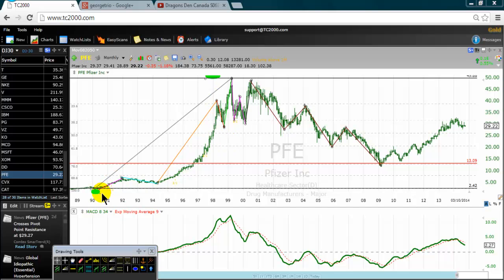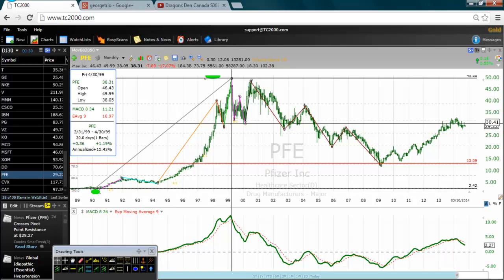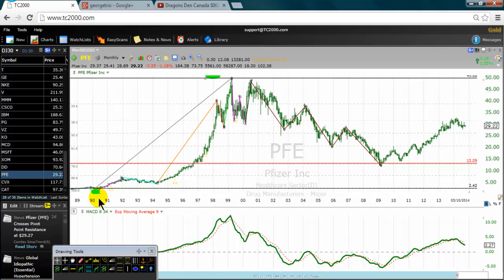a scenario where we have a 5 Elliott wave. The first wave is the pink line here. So from 1990 up to 1999, Pfizer was in a motive wave. We have counted 5 waves. So it was in a trending period.